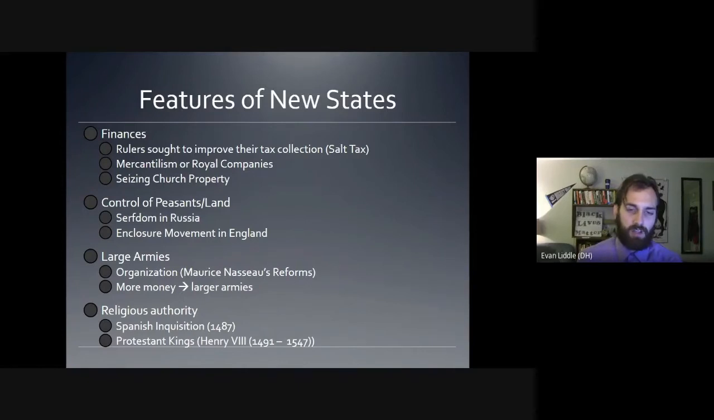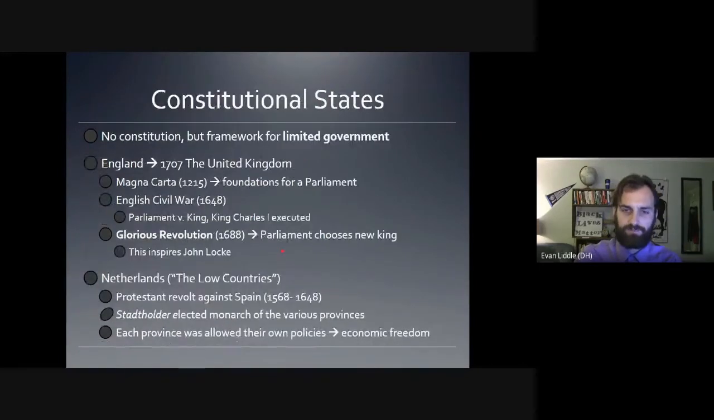And they were helped along by religious authority. Whether that meant they were Catholic and used the Spanish Inquisition or the Jesuits to maintain authority throughout their land, or they were Protestants who took the land and the authority of the church away from them and gave it to themselves, like King Henry of England, who made himself the head of the English church. These new states in general saw a much higher degree of power concentrated in monarchs. And this sort of contrasts with the feudalism that we were still seeing in chapter 19.